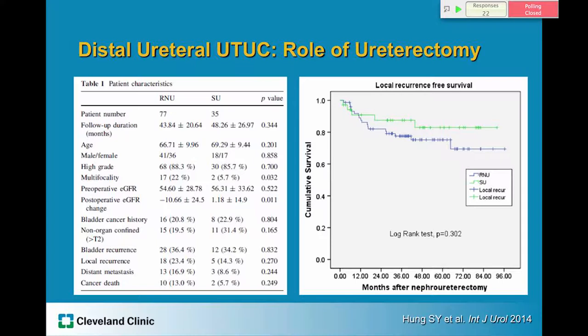What about tumors in the distal ureter? Can you perform a distal ureterectomy? Well, this study looked at that and compared 77 patients who underwent radical NephroU to 35 patients who had a segmental ureterectomy. Except for the fact that those undergoing segmental ureterectomy had more multifocal disease, they were fairly well balanced in terms of preoperative characteristics. And they actually showed a very similar local recurrence-free survival between the two groups. So it may be safe in certain selected patients.